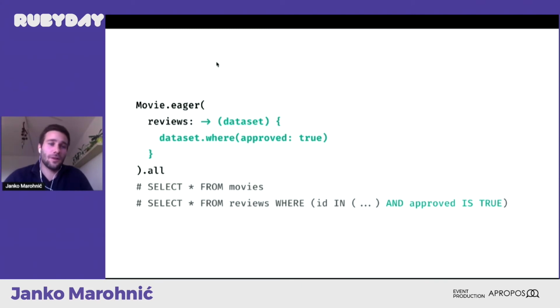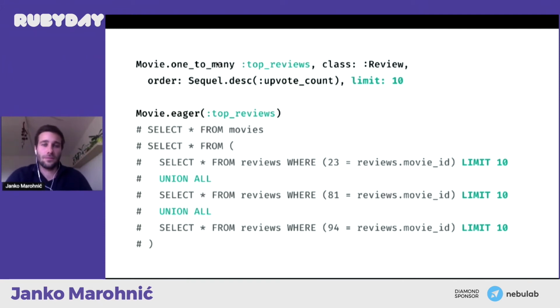What's cool is that SQL's eager loading API also supports adding additional filters or extending the dataset that you are eager loading. So in this example, we are loading associated movie reviews, but only the ones that have been approved. And of course, you can create a separate association definition for it. But it's really nice if you need to use it only in one place, or maybe if you need some external data, that you can define it ad hoc like this.